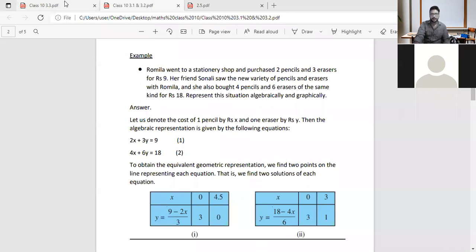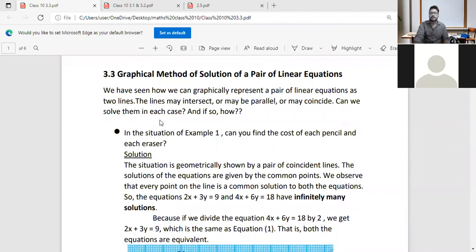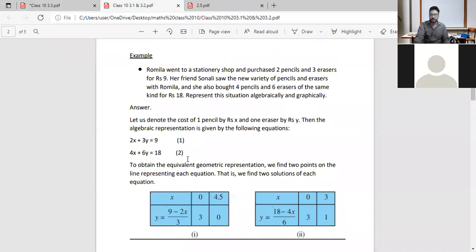So let us see. You have already seen this in the figure. In so many examples, you have seen that in some cases the lines may intersect, sometimes they may be parallel. With the examples or exercises I have given, you may have come across all this, and sometimes these lines may coincide. And today we are going to check if we can solve with them, and if so, how we can solve them. So, in the first case, the first example means this one.